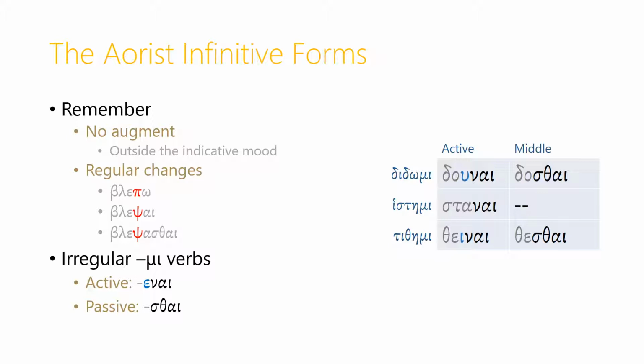With the middle for these aorist infinitives, the mi verbs are actually much closer to the other verbs. The only thing you need to remember is that there's no connecting vowel. We just have the real stem and add the -sthai ending right onto it. So with didomi, we have dosthai, and with tithemi, we have thesthai. Histemi, strangely enough, doesn't very often appear in the aorist middle infinitive, so you don't have to worry about learning that one.